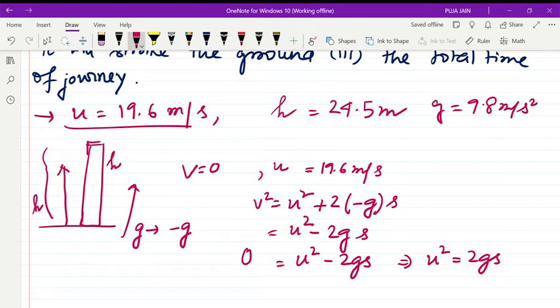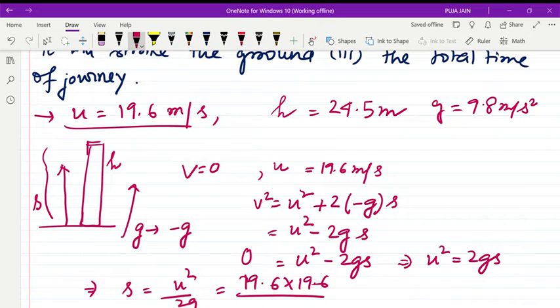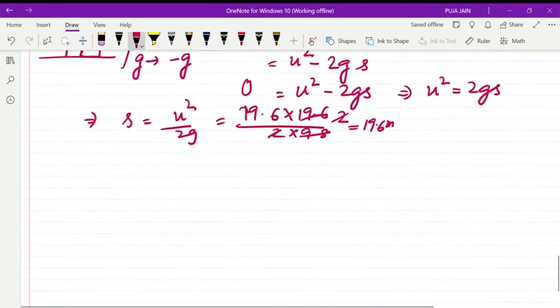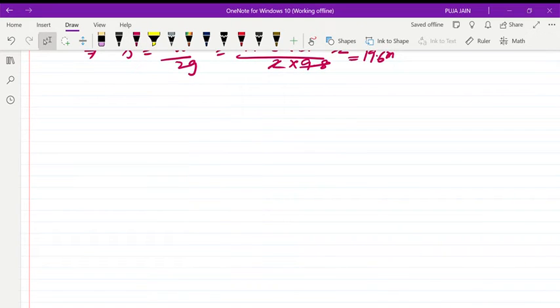So I'm getting s is equals to u square by 2g. u is 19.6 into 19.6 by 2 into 9.8. 9.8 into 2 is 19.6. This 19.6 will cancel out. So I'm getting 19.6 meter. This is my s. Okay, the maximum height the ball has attained.